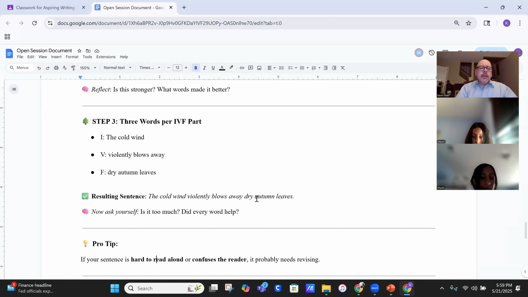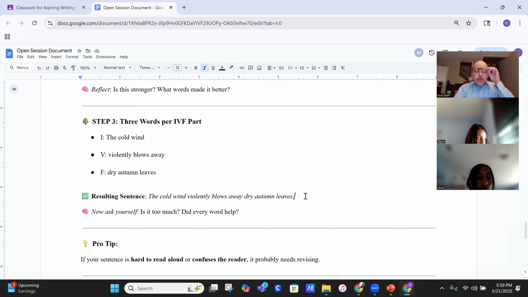The resulting sentence: the cold wind violently blows away dry autumn leaves. Here's my question. Is it too much? Did every word help? Do you feel like any of these words could have been sacrificed? Or do you feel that every word has its place in this particular sentence? Every word has its place in its particular sentence.